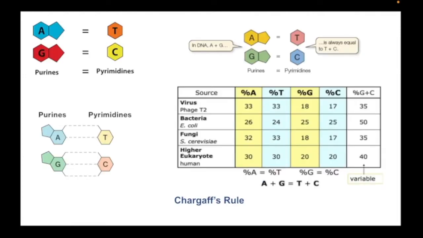Chargaff studied the percentage of A, T, G and C in viruses, bacteria, fungi and eukaryotes like humans and found that the percentage of A was always equal to the percentage of T and the percentage of G was always equal to the percentage of C. So according to Chargaff's rule, A plus G is equal to T plus C, or purines are always equal to pyrimidines.